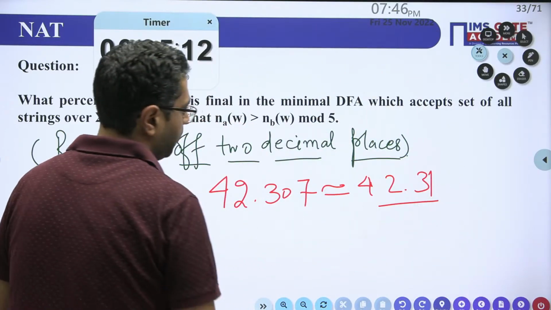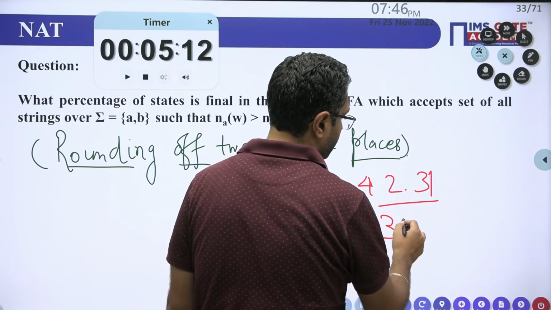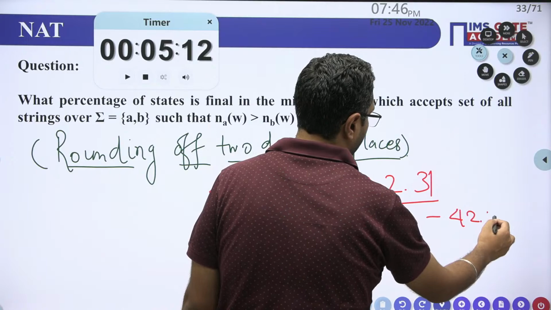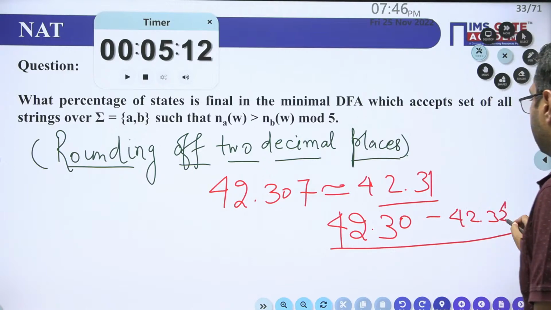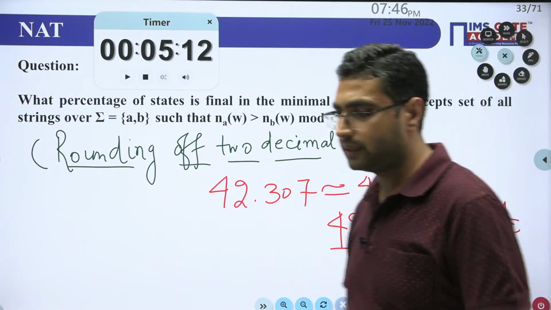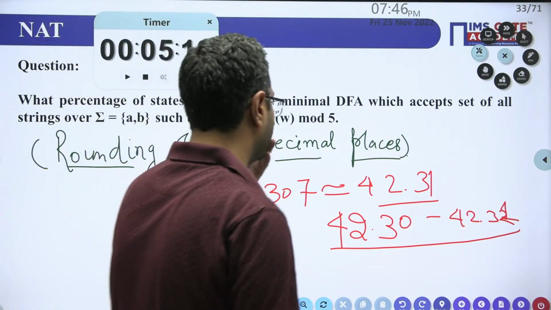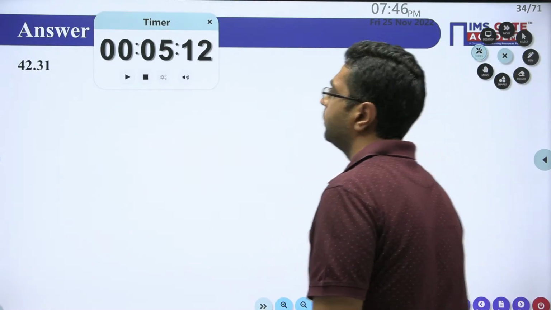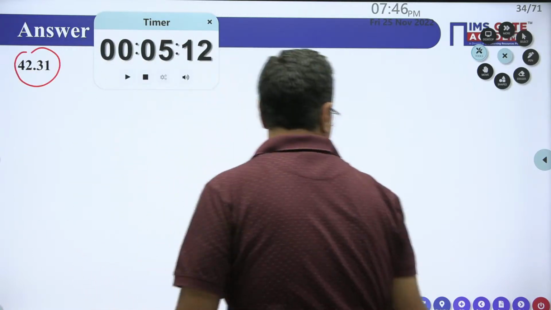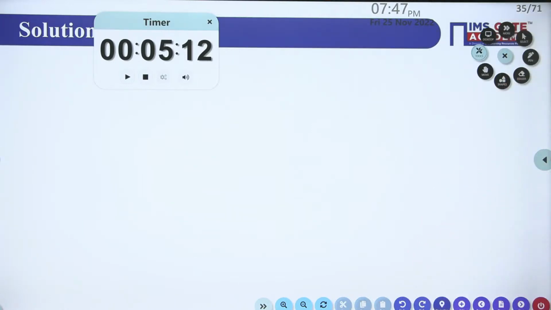Now, in general, they'll keep a range from 42.30 to 42.32. But if they keep it perfectly rounded, then you might be in trouble, right? So better to follow the instructions properly. Okay. So 42.31 is the answer. Now let's see the answer. Okay, everybody could find it. It is 42.31, right?